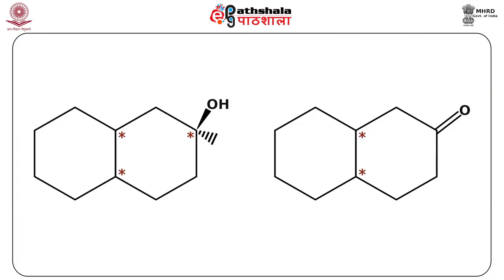The substituent not only generates the chiral center at the point of substitution, but also makes the bridgehead carbons chiral by disrupting the symmetry in decalin. Hence, decalols will have 3 chiral centers, that is 1 at the point of substitution and 2 at the bridgehead carbons. On the other hand, decalones will have 2 chiral centers at the 2 bridgeheads. The point of substitution will not generate a chiral center here because it is an sp2 hybridized carbon where the carbonyl group is introduced. Thus, the number of stereoisomers theoretically possible would be, for decalols, 2 raised to the power 3, that equals 8 stereoisomers. And for decalones, 2 raised to the power 2, that equals 4 stereoisomers.